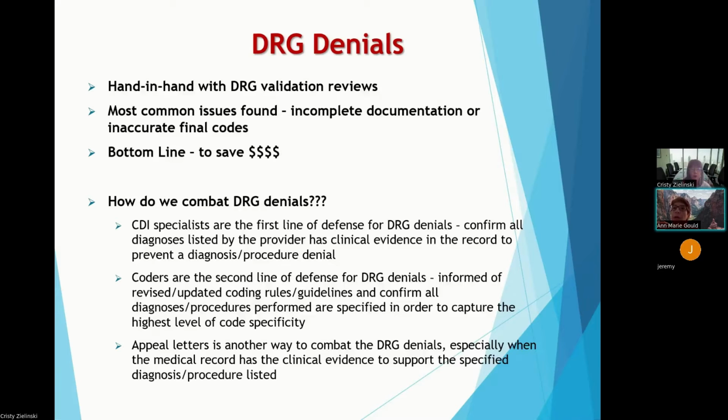And then the third way is appeal letters. Especially when the medical record has the clinical evidence to support the specified diagnosis or procedure listed, the hospital needs to go after the insurance to get the money. That's where your appeal letters come in. Now, it's not just hospitals that are getting denials. Provider offices are getting denials as well.